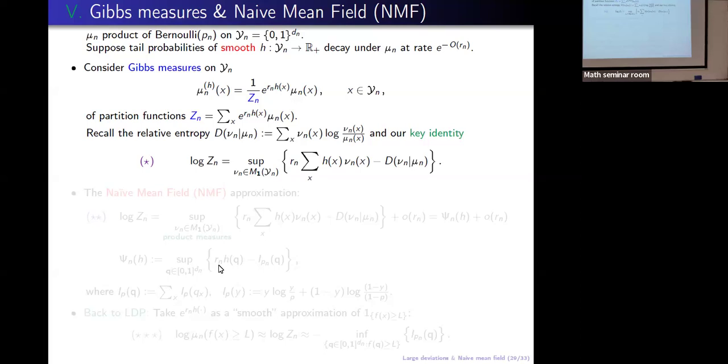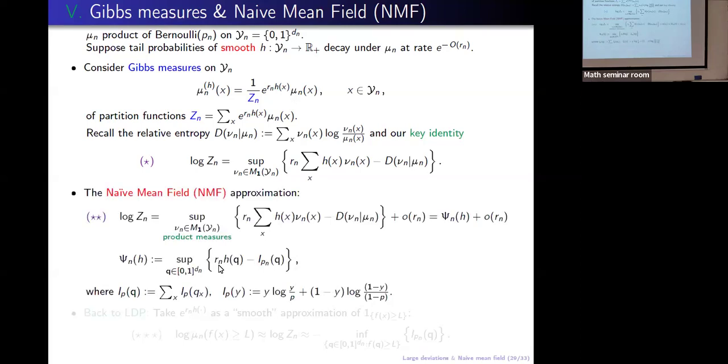This identity doesn't really help me. Solving this problem or approximating this value is difficult because I need to sum over exponentially many discrete configurations. Here it looks better because I'm doing a variational problem over probability measures. These are probability measures over exponentially many configurations. So I didn't really gain much. I didn't really gain actually anything. But if I can restrict this space to a smaller space, I might be in better shape.